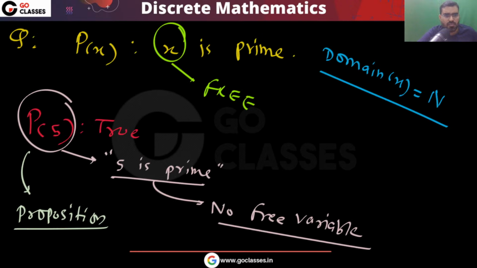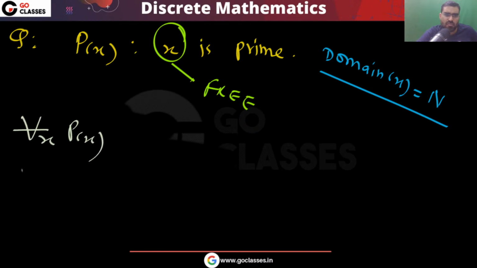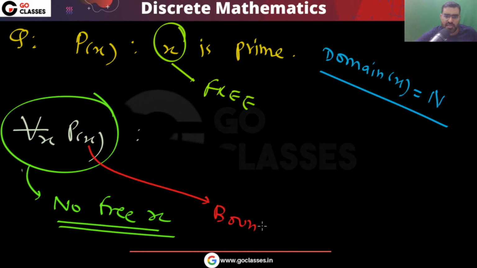In the same question, if I ask you for all x Px, is that a proposition? Yes, now this is a proposition because now there is no free variable x. Now this x is a bounded variable. So this is a proposition which is false, because not everyone is a prime number. But you can notice there is no free x now.